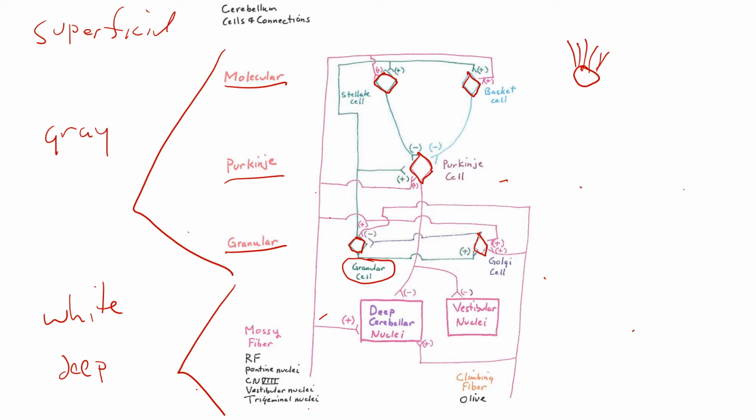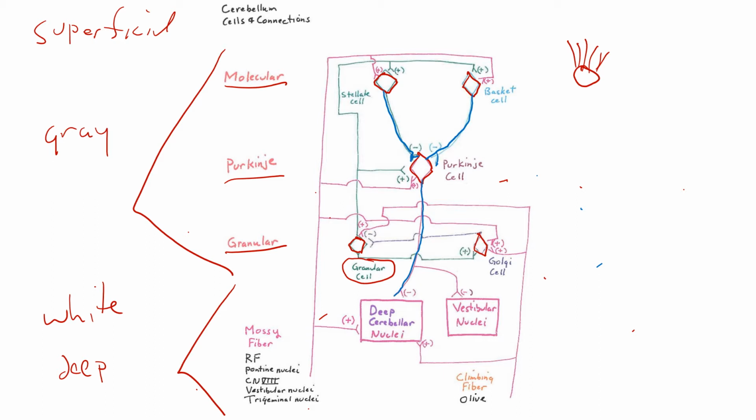Now I want to take a moment and look at the connections of these cells. So, stellate cells. Stellate cells are going to be inhibitory neurons on Purkinje cells. Basket cells are going to be inhibitory neurons on Purkinje cells. So both stellate cells and basket cells are going to project to the Purkinje cells, and both of these cells are going to be inhibitory on the Purkinje cells.